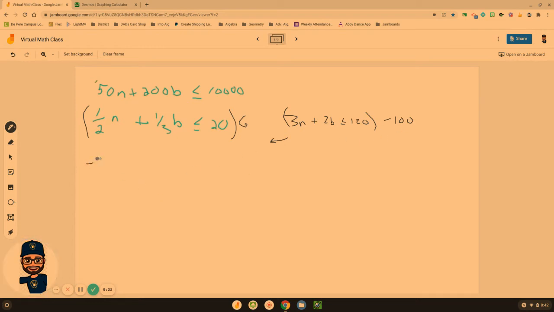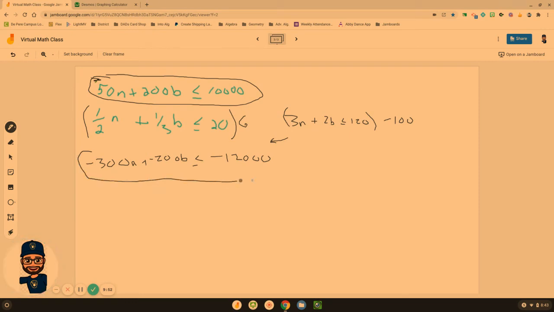Negative 300n plus negative 200b, which is what we wanted, so that the b's will eliminate, less than or equal to, let's see, negative 12,000. And so now I'm going to add this top line and this bottom line together.